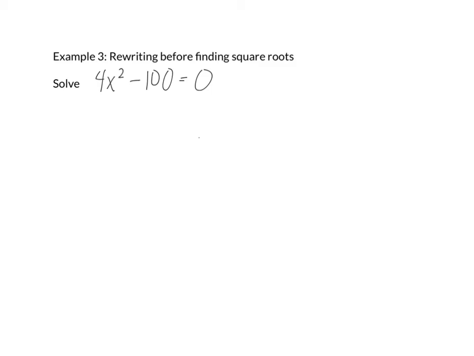So since I'm able to find square roots right now, I want to actually still do the same thing that we always do, which is to isolate x. We're going to do this firstly by following the same steps as usual.